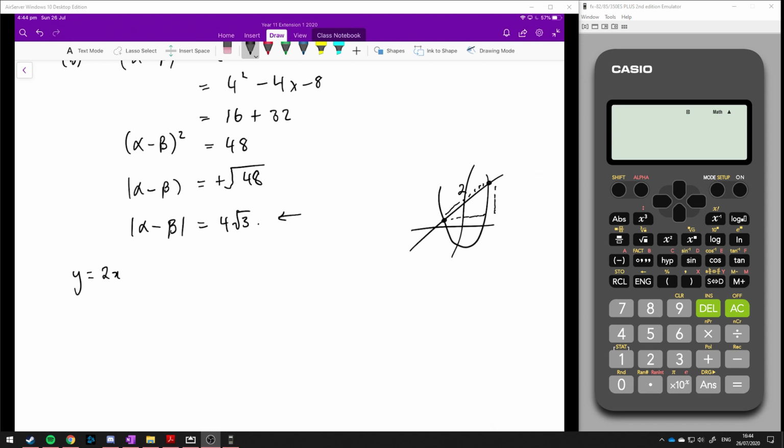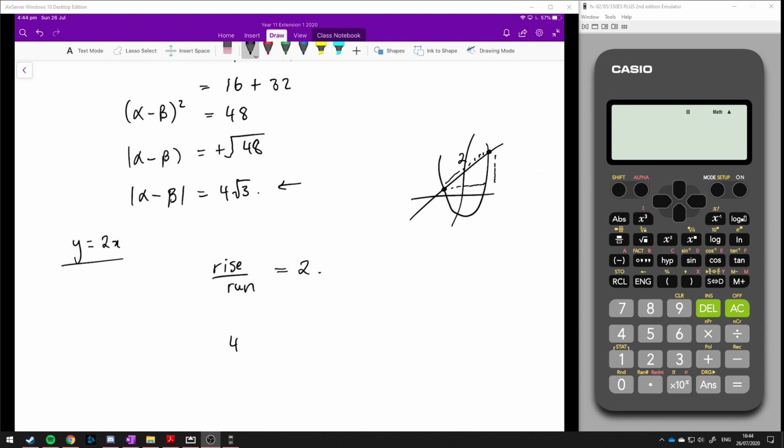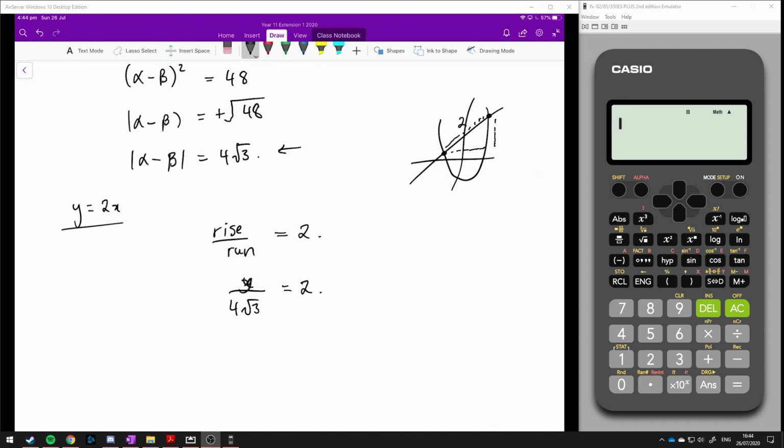The reason we know that is because if you think back to your rise over run, if this line here has gradient 2, so we already know what the gradient is, and we know that the run is 4 root 3, then y on 4 root 3 is equal to 2. We can work out that distance in y by multiplying both sides by 4 root 3. So y is equal to 2 times 4 root 3, which means y is equal to 8 root 3. So that's that vertical distance there, which is double the length, 4 root 3.